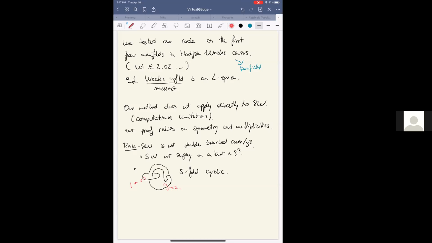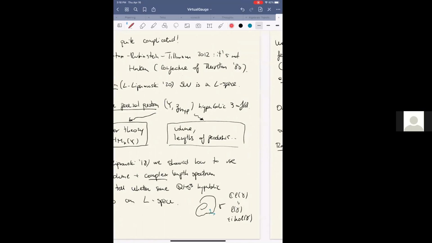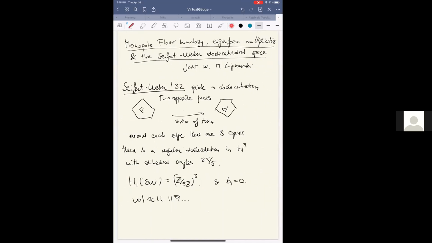Francesco, is the way that you show it's not surgery on a knot just by the Witt class of the linking form? Oh no, it's just that H1 is not cyclic. Oh, duh. Okay, sorry. So it's not surgery on a two-component link either, I think, right? So it has to be three components at least, I guess.